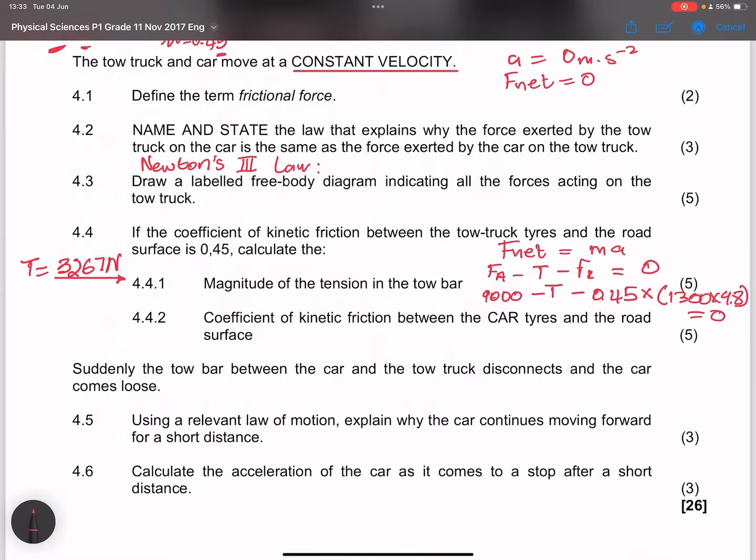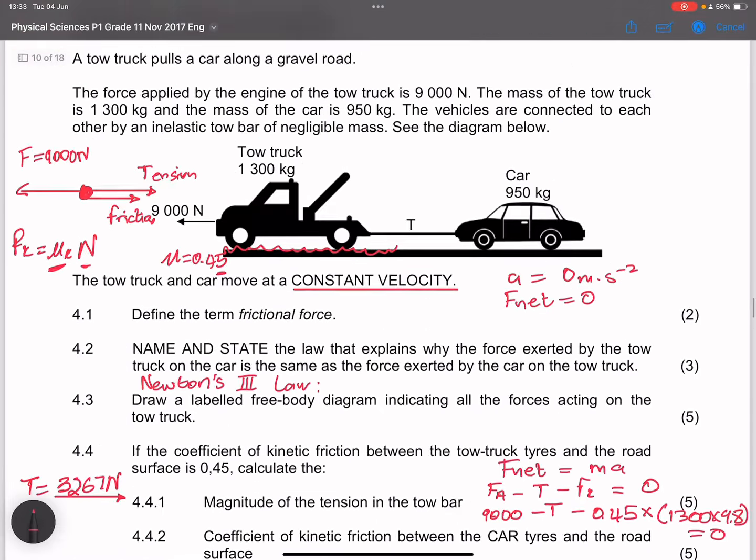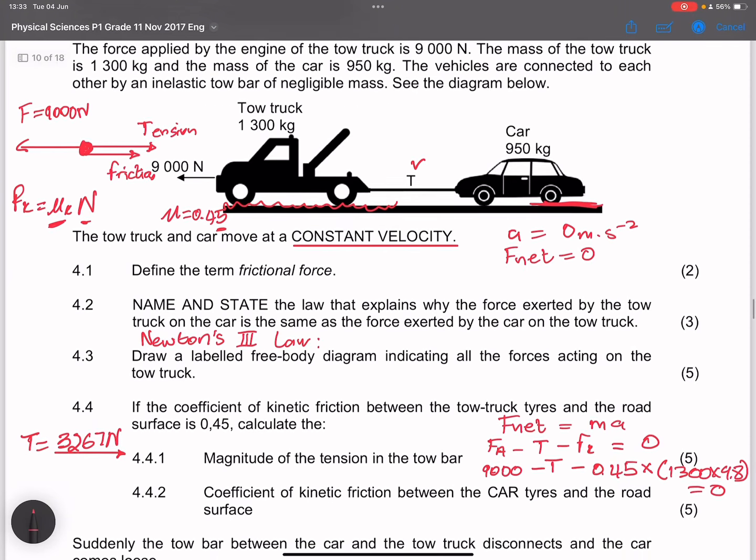Right, so the next question, they say to us, calculate the coefficient of kinetic friction between the car and the tires on the road surface. Right, now we're going to look at the car. So remember, what are the forces acting on the car? That should be that tension. It should be the friction between the tires and the road. But we also do note that the car has 0 acceleration, since it is being pulled by that rope.